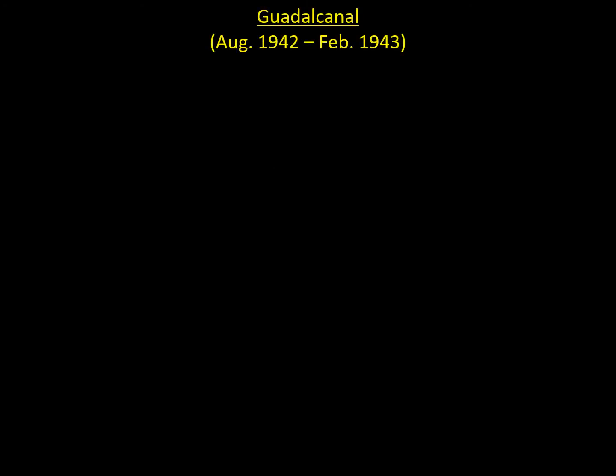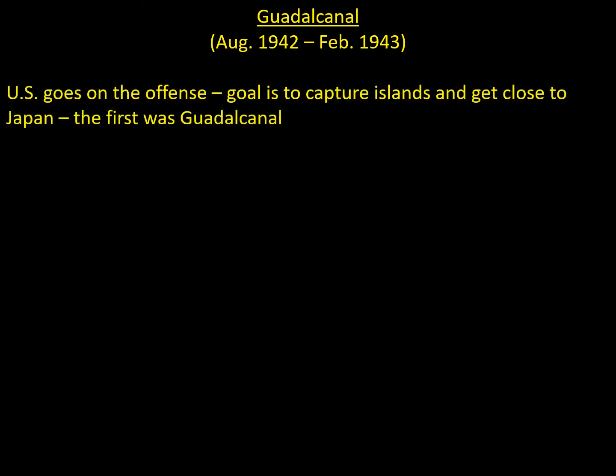Japan will now be on the defense, but would hold out for the next 3 years. Guadalcanal, August 1942 to February 1943. The U.S. is going to go on the offense. Its goal is to capture islands and move closer and closer to Japan. The first island they will attempt to take is Guadalcanal.